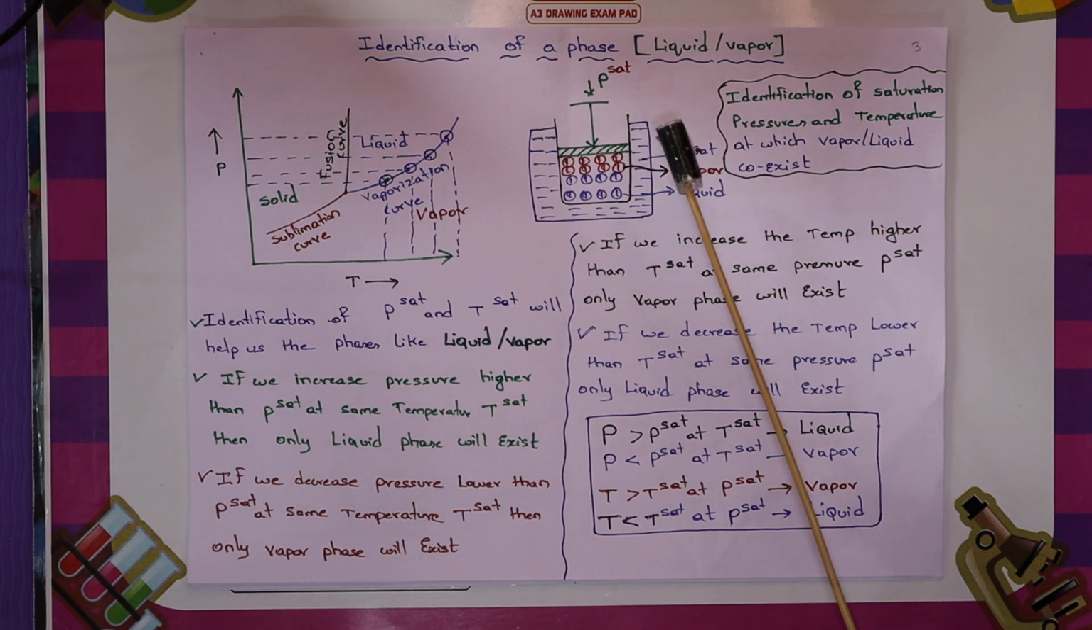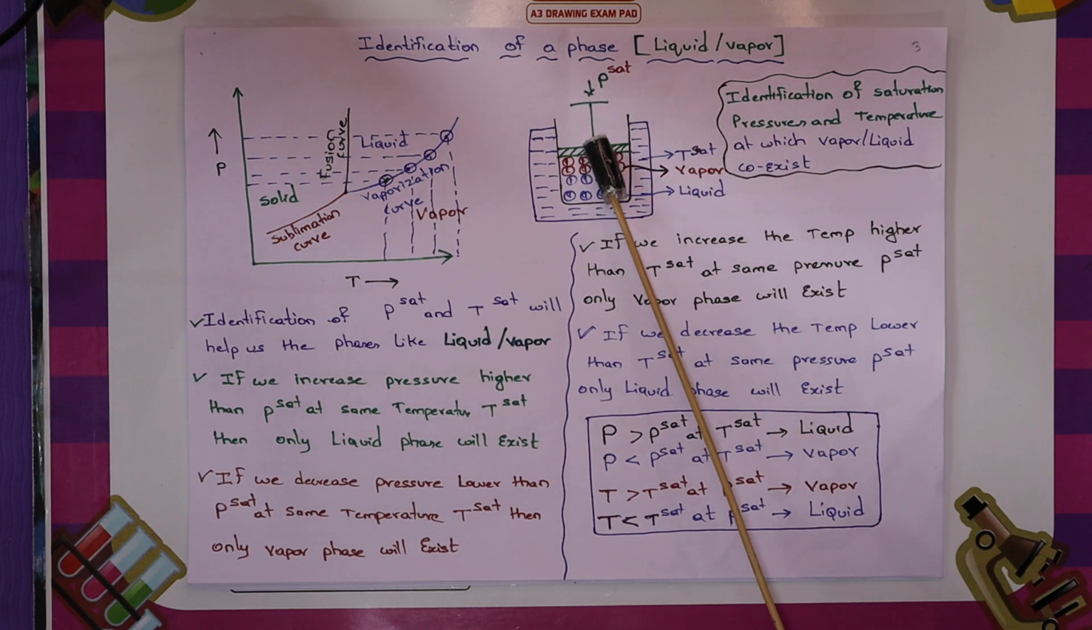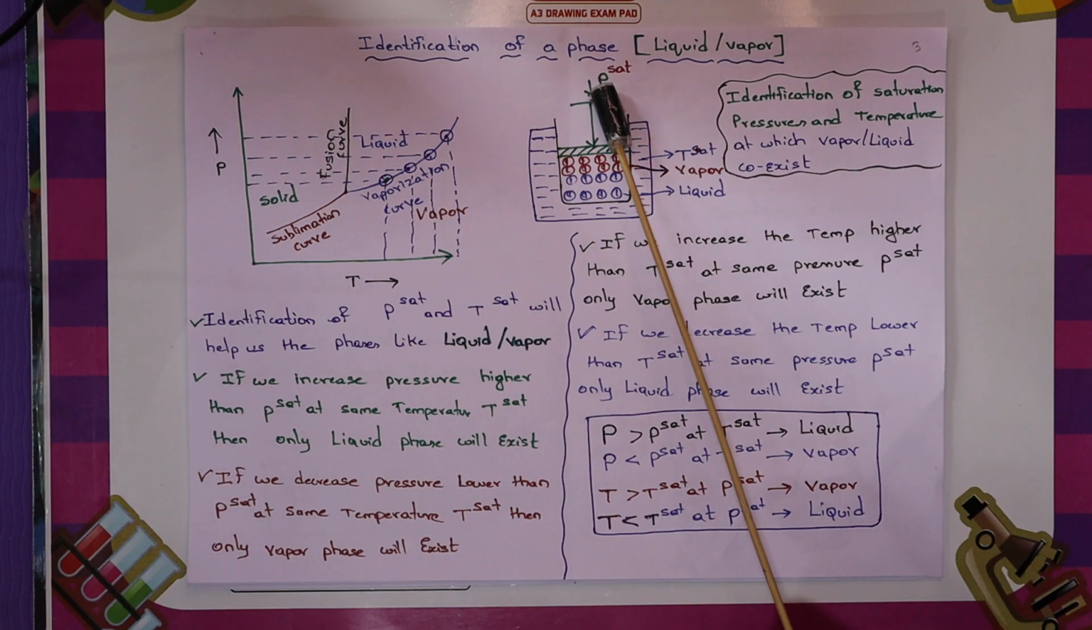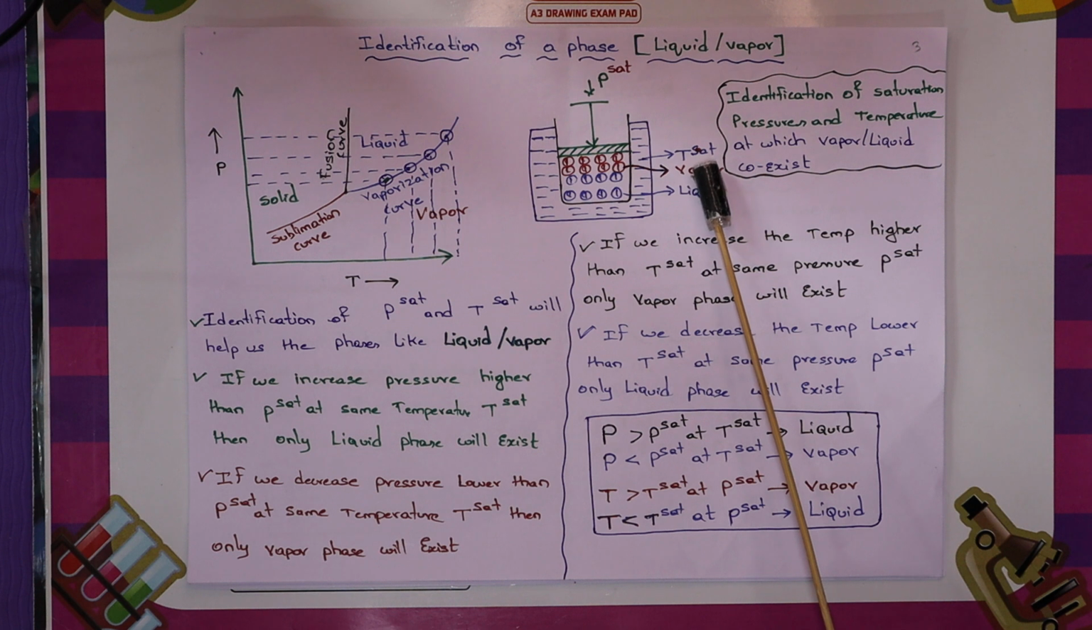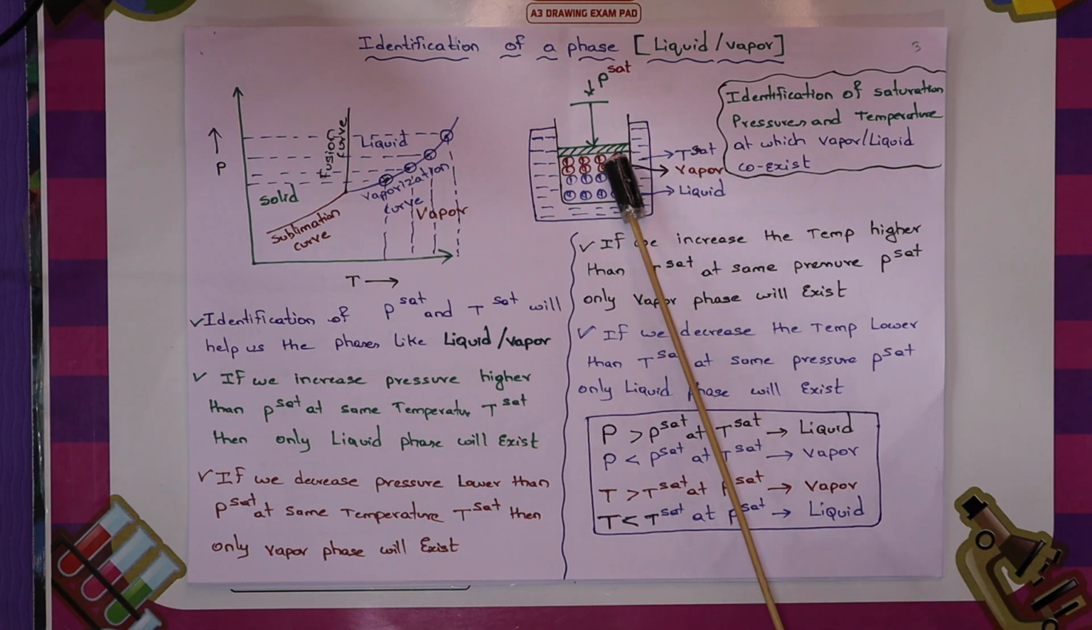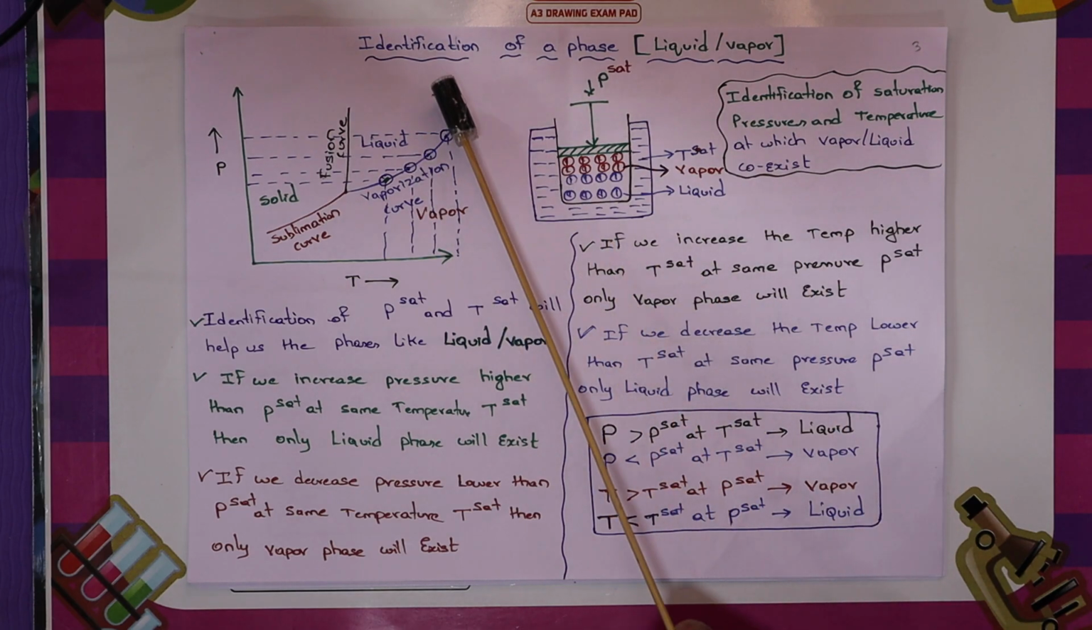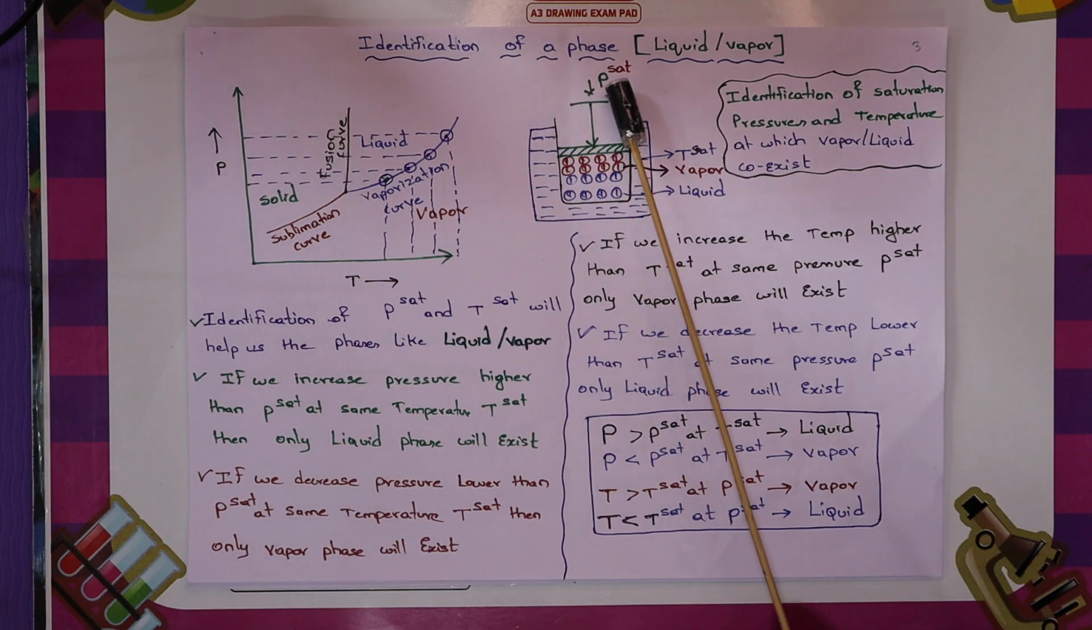Let us assume I have reduced the temperature at the same pressure, that means at saturation pressure. Let us say the system is at Tsat and Psat, and I have reduced the T. What happens? If we reduce the temperature below the saturation temperature, the entire system will be in the liquid phase. So that is what this picture talks about: the identification of phase, whether it's a liquid phase or a vapor phase.